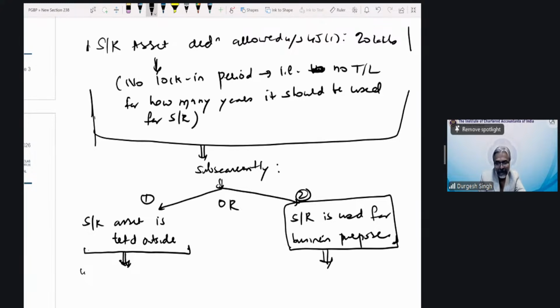So therefore, the asset here, what will happen? Asset will enter into the block. Into the block at what value? At nil value. I hope that all of you are clear with this one. Every one of you.